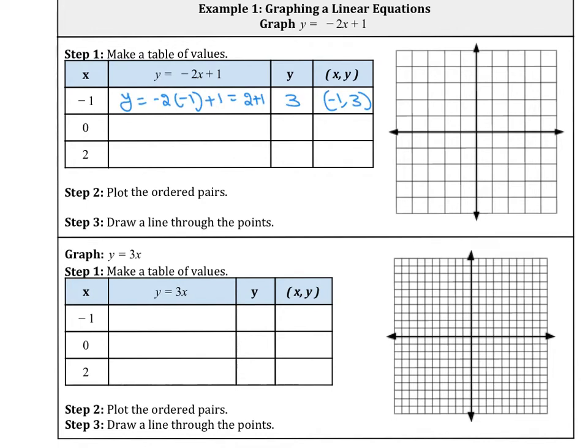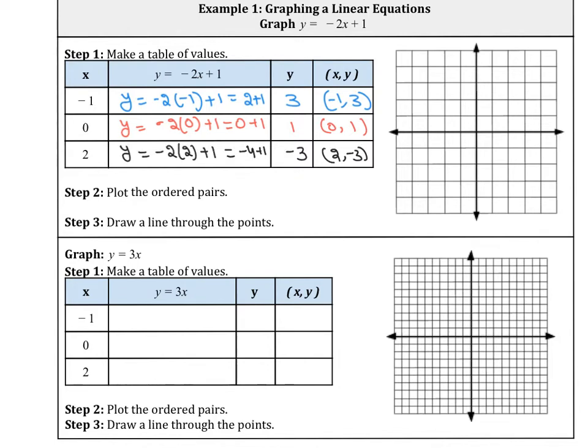Our next value of x is 0, so we're going to use x equals 0 and solve for y. Negative 2 times 0 is 0. 0 plus 1 will give us 1. And our point would be 0 comma 1. Our next x value is 2, so you're going to use x as 2 in the y equation and solve for y. Negative 2 times 2 is negative 4, plus 1, that is negative 3. So our point is 2 comma negative 3.